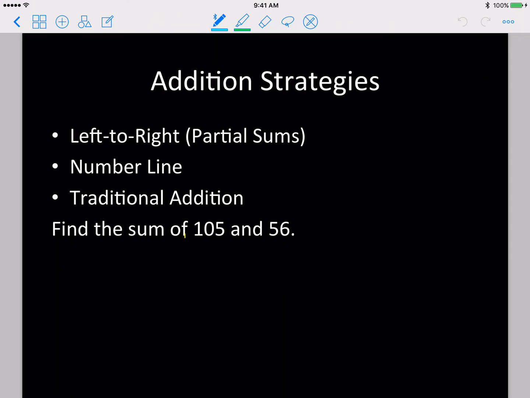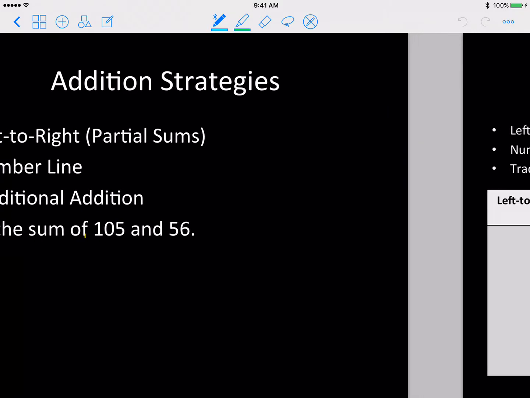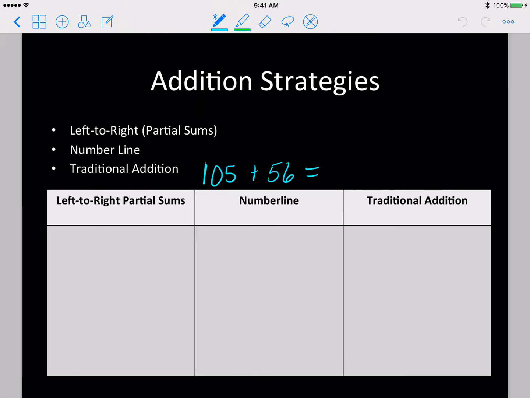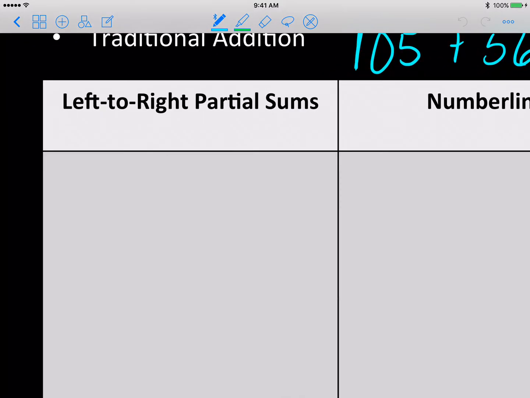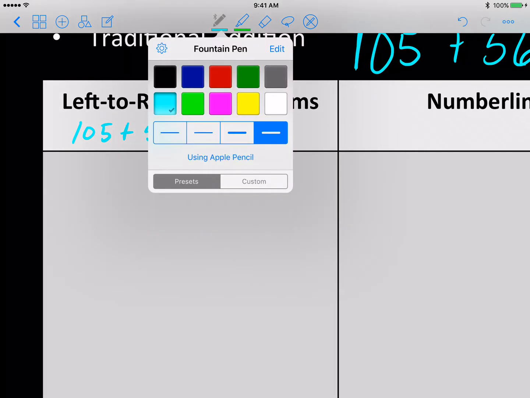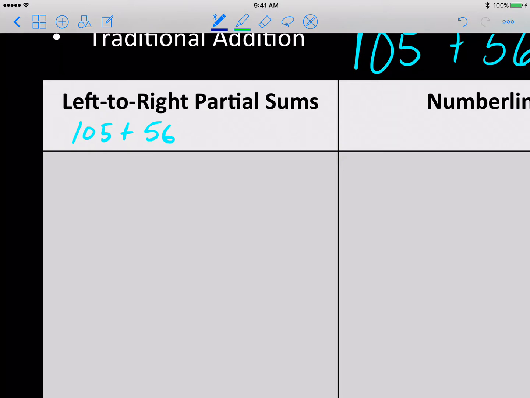Now I'm going to talk about some addition strategies. I'm going to do left to right partial sums, addition on a number line, and the traditional addition that we've practiced. So we're going to find the sum of 105 and 56. To do left to right partial sums, I'm going to do expanded form of all these numbers. So 100 plus 0 plus 5, because I have 0 tens, and I'm going to do 50 plus 6.